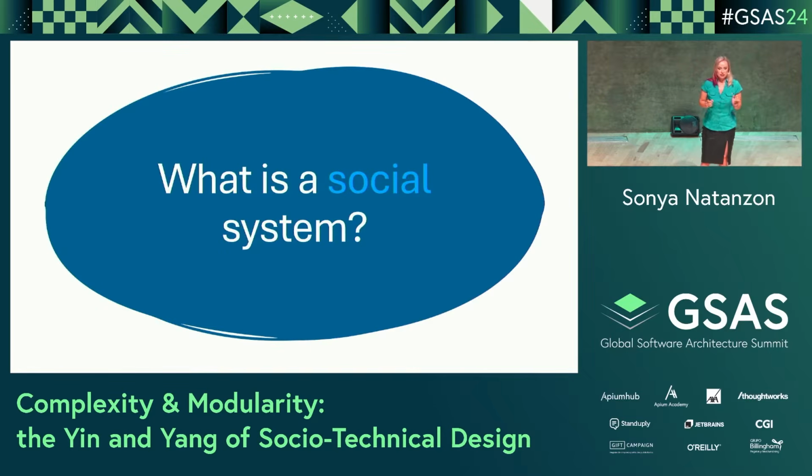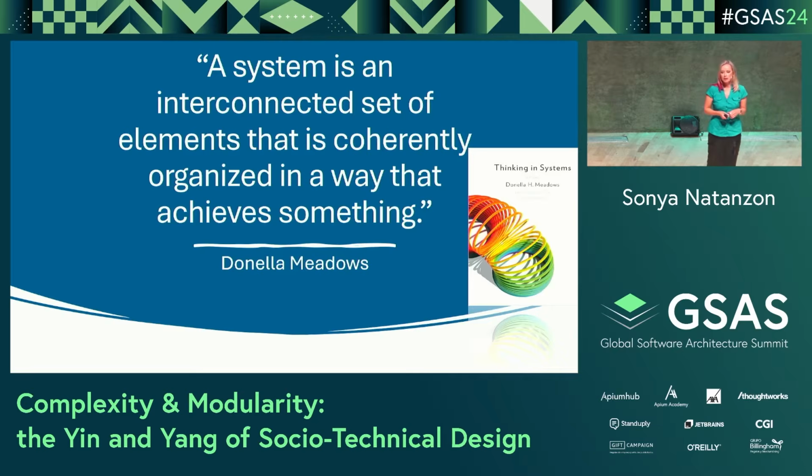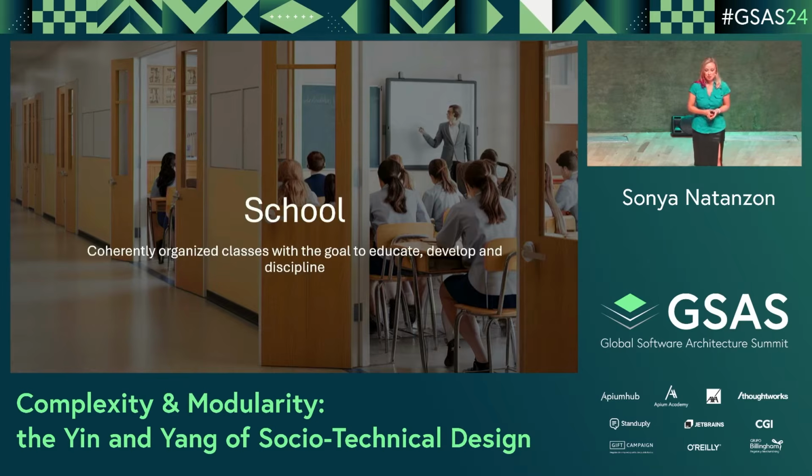We know technical systems pretty well, but systems exist in a social context, not just a technical one. And I would posit that the same definition by Donella Meadows applies. A social system has elements, they're interacting, they're working together to achieve a goal, but it's always easier to demonstrate this on examples that are familiar to us. A school is a coherently organized set of elements that's interacting and working to achieve a goal, an education.